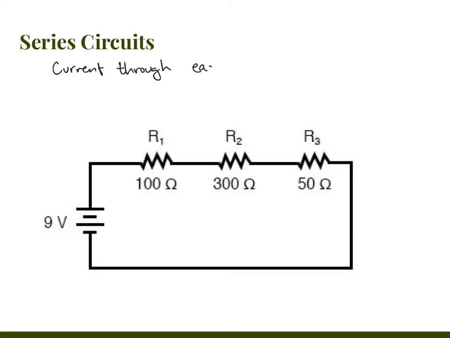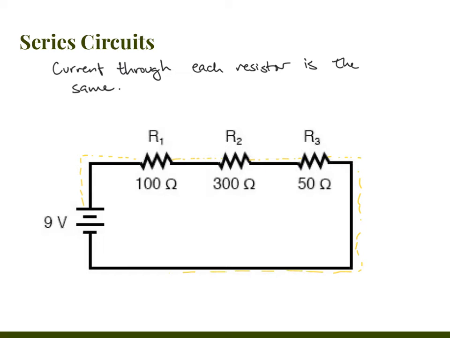Current through each resistor is the same. And this makes sense because as charge is flowing, the same amount of electrons that go in have to come out. So if you've got a current of 1 amp going through this resistor, there's nowhere for that current to go but through the next resistor, so that's also 1 amp. Same thing through the last resistor all the way around.